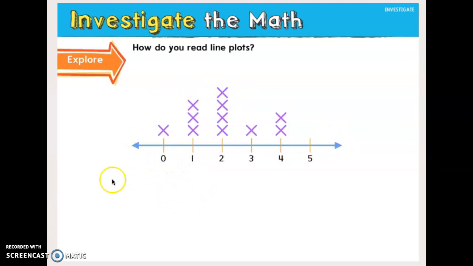So on this one, if I was saying this is the number of pets people have, this would be 0 pets, 1 pet, 2 pets, 3 pets, 4 pets, and 5 pets. So I would say, well, I can look here, and a question that comes to my mind is, how many people have 5 pets? The answer there would be 0 because there aren't any X's.